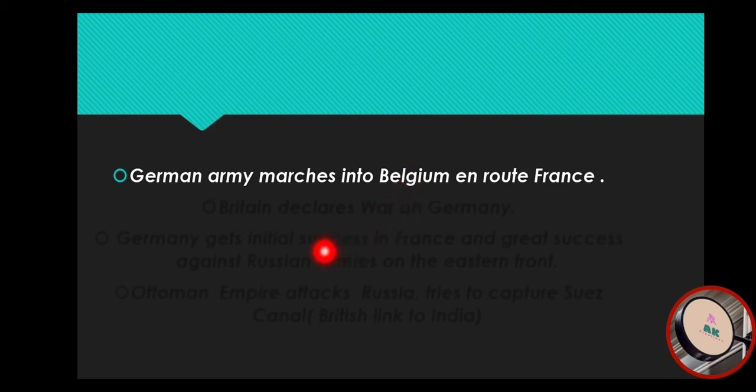And then what happened? Britain attacked Germany. Why? Because Britain and Belgium had a treaty from the year 1839. Then Britain declared war on Germany.